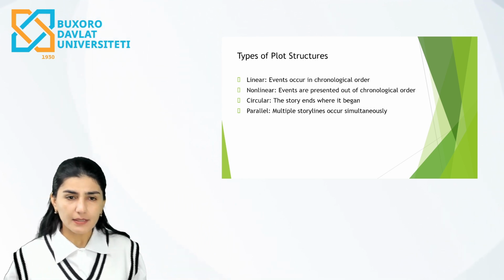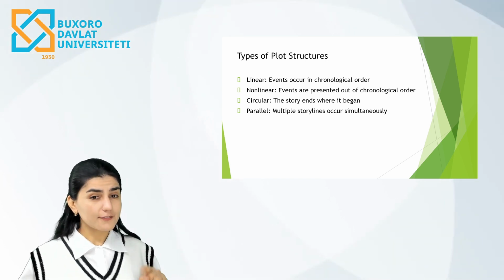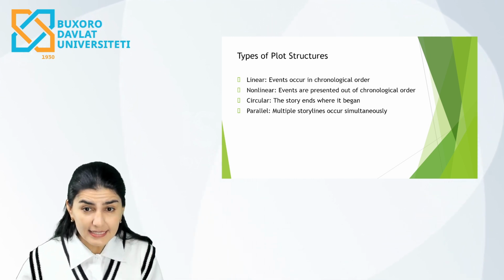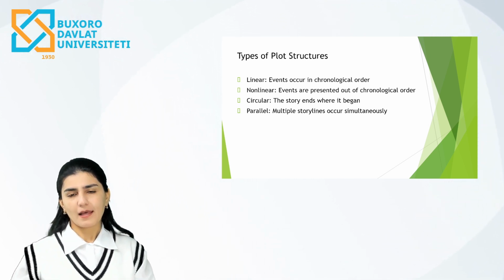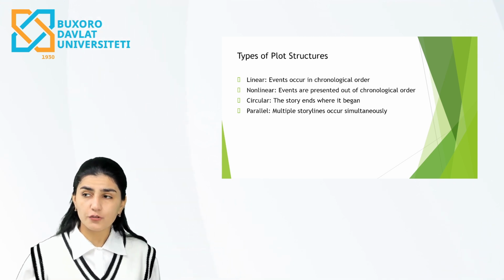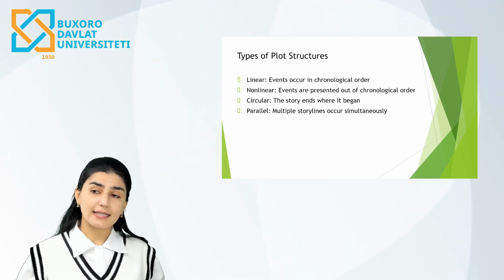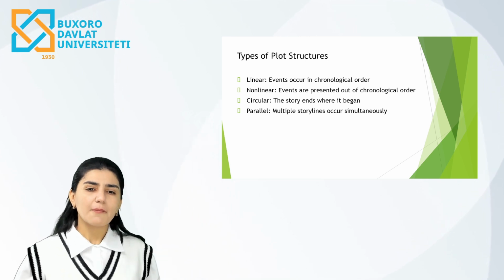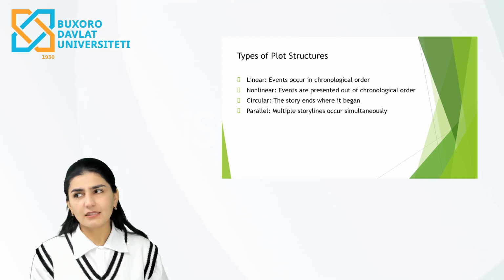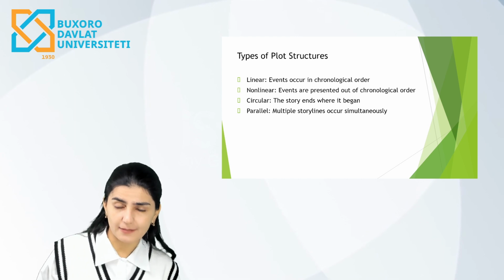The next type is circular plot structure. It is a very interesting type because the story ends where it begins. We can see some books and novels written in this type of plot structure. And the last one is parallel. It means multiple storylines occur simultaneously. So different types of plot structure can be used.